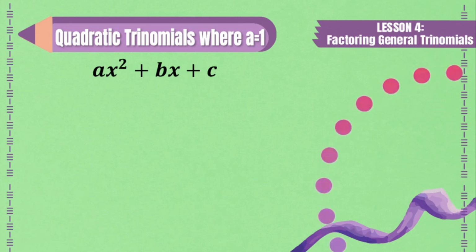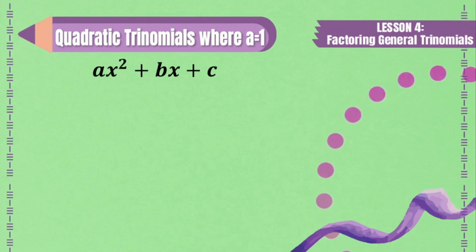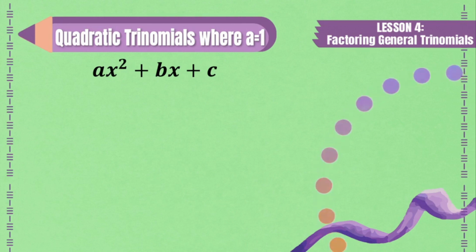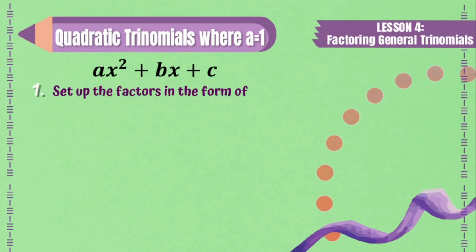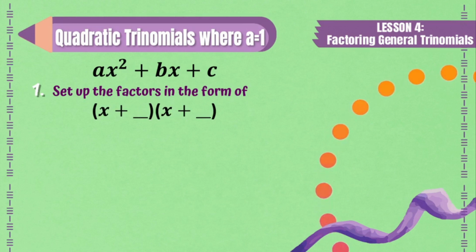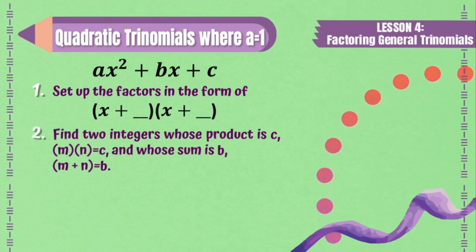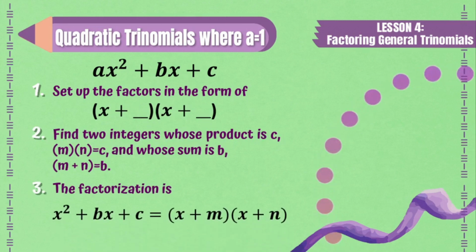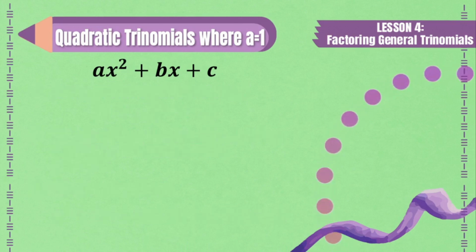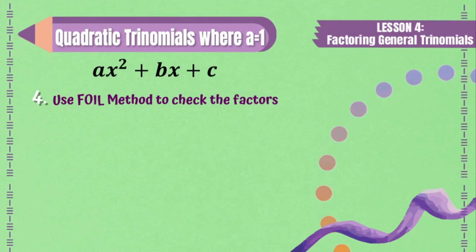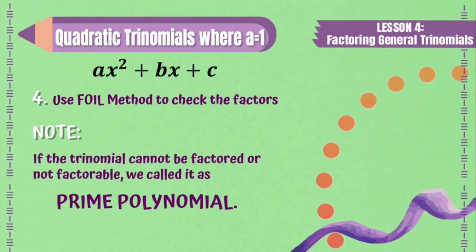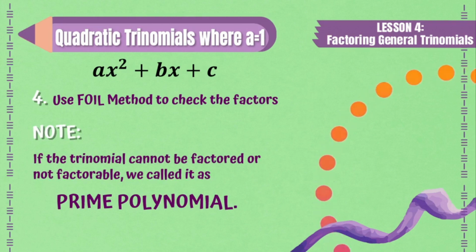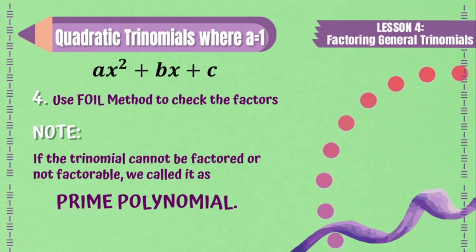Quadratic trinomials where a is equal to 1: ax squared plus bx plus c. So we need to set up the factors in the form of like this and find two integers whose product is c and whose sum is b. So the factorization of x squared plus bx plus c is equal to quantity x plus m times quantity x plus n. We need to use the FOIL method to check the factors. And note that if the trinomial cannot be factored or is not factorable, we call it a prime polynomial. So let's practice.